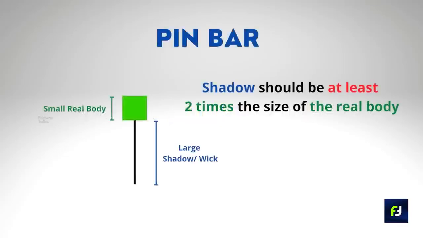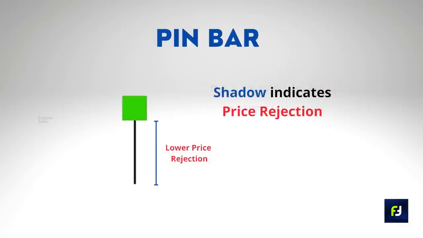If you remember, a pin bar is a candlestick that has a very large shadow or a candlestick wick with a small real body. The shadow of the pin bar is at least 2 times the size of the real body. The tail or the shadow of the pin bar shows the area of the price that was rejected, and the implication of it is that the price will continue to move opposite to the direction the tail points.